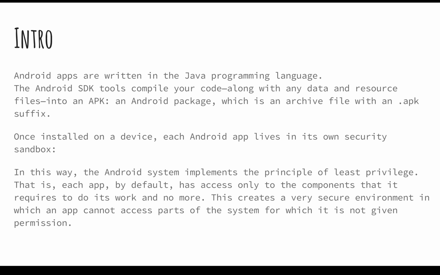As we discussed earlier in the semester, Android apps are written in the Java programming language, and basically you use the Android Studio IDE, which is similar to Xcode. So you use the Android Studio interface to write the language and write the interface. And then the Android software SDK tools, which stands for Software Development Kit, compile your code along with the data and the resource files into an Android package, which is an APK package.